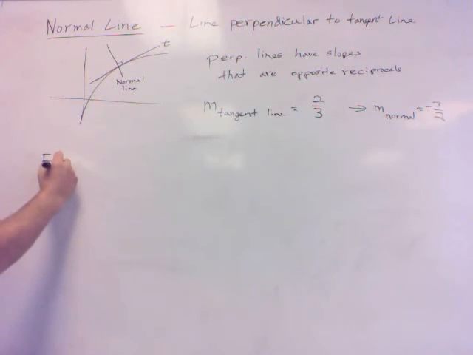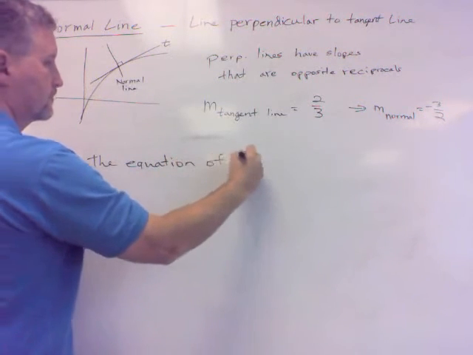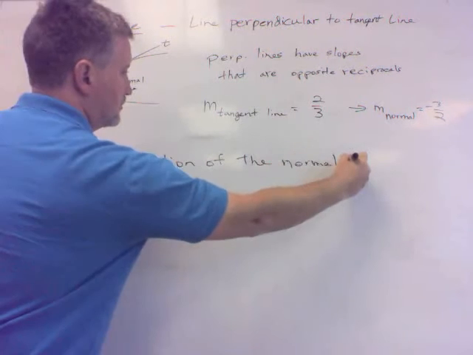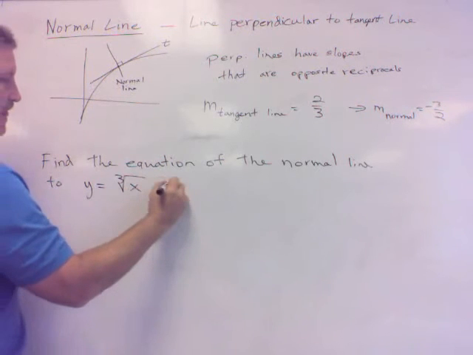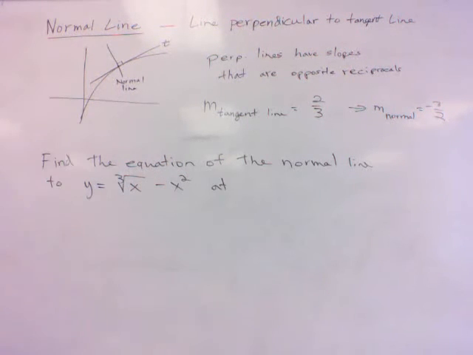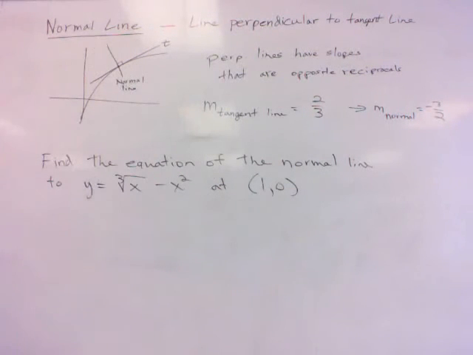So if I wanted to find the equation of the normal line to the curve y equals cube root of x minus x squared at the point (1, 0), how do I do this? Finding the normal line is the same thing as finding the tangent line, it's just that I'm going opposite reciprocal of the tangent slope. So even though I'm trying to find the normal line, I still need to know the tangent slope.